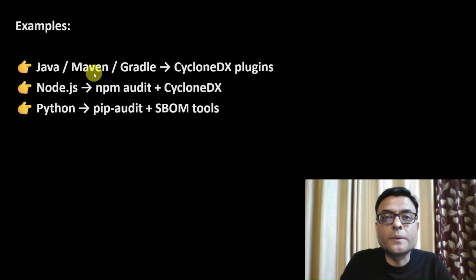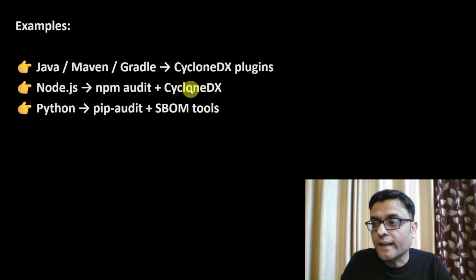Let's look at some examples. For Java, Maven, and Gradle, you can use CycloneDX plugins. For Node.js, you can run npm audit along with CycloneDX. For Python, you can run pip-audit and SBOM tools. This gives you visibility before the code reaches production.